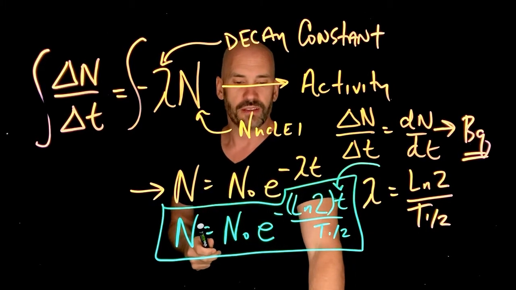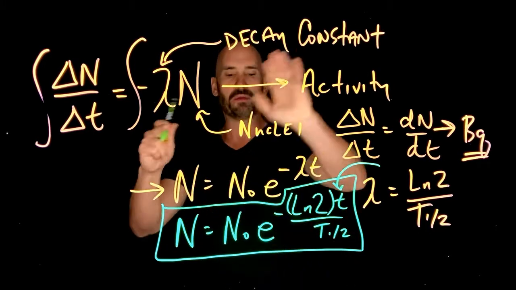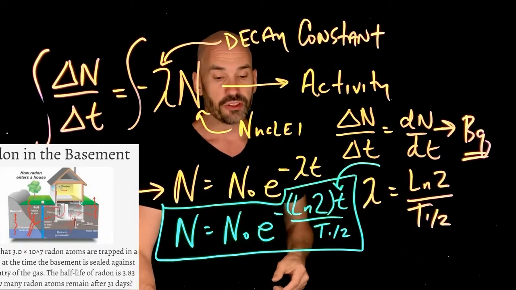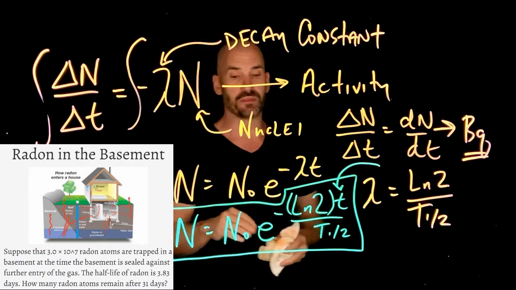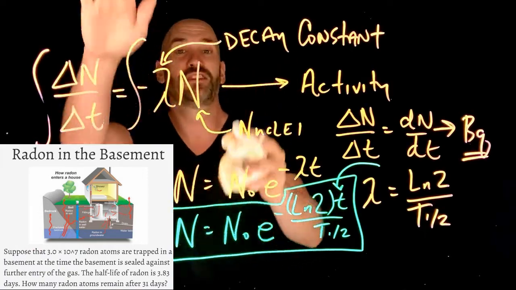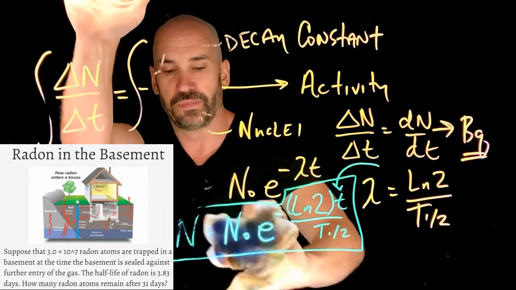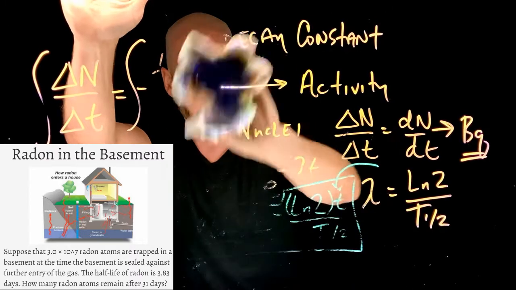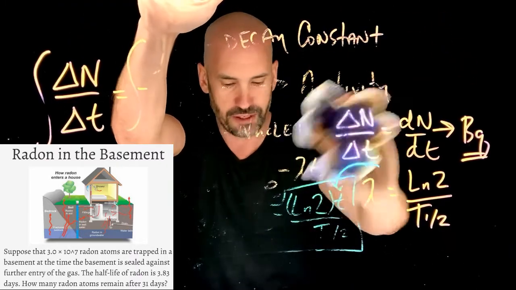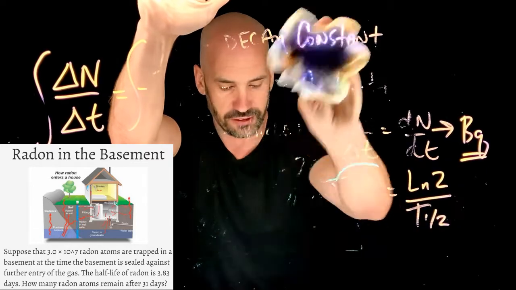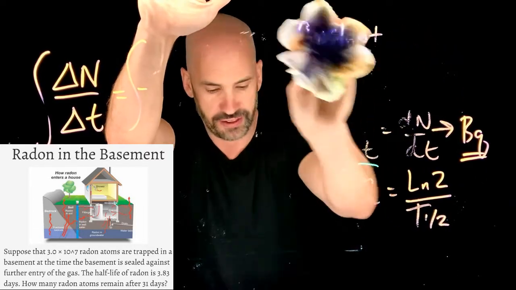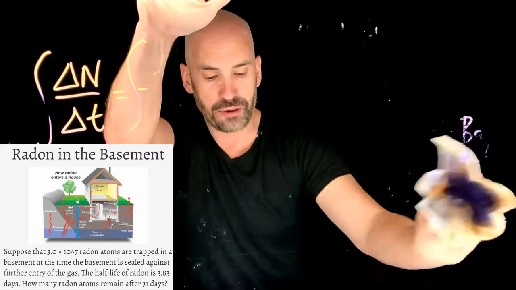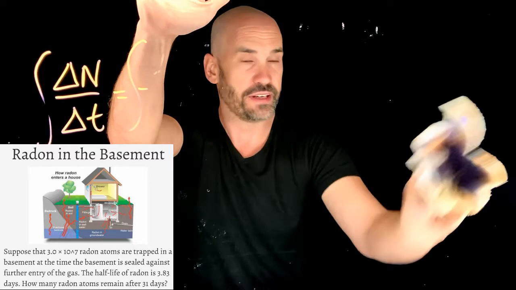Okay, so let's take a little look at how we might use this equation. Suppose that you have 3 times 10 to the 7 radon atoms trapped in a basement. And this is a legitimate concern. This is a thing that you may have seen in the news, which is radon in basements. So suppose that you have that many radon atoms trapped in a basement at the time the basement is sealed against further entry of the gas. The half-life of radon is 3.83 days. How many radon atoms are left after 31 days?